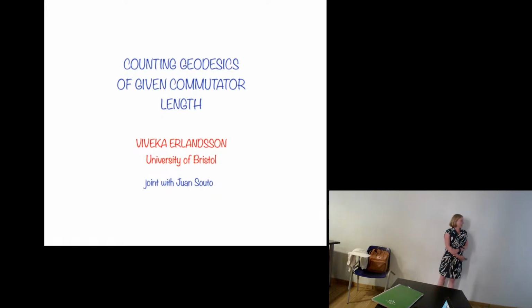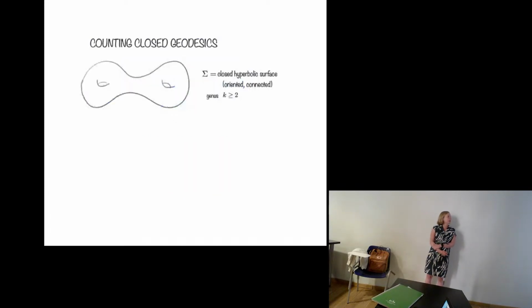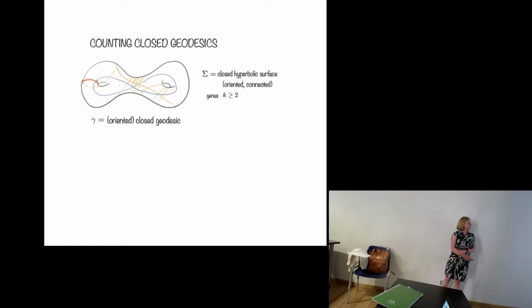Yeah, so I'm going to talk about this joint work with Juan Soto, and it's going to be about counting certain geodesics. So let me just start with the setup. I'm just going to consider closed hyperbolic surfaces. They're going to be oriented, even though that's not essential for most of what I say, and connected. And the genus, just to be annoying, I'm going to call it k. g is going to come up later. So everything's going to take place on a closed hyperbolic surface.